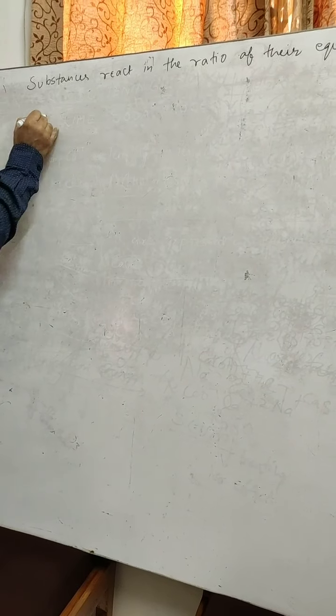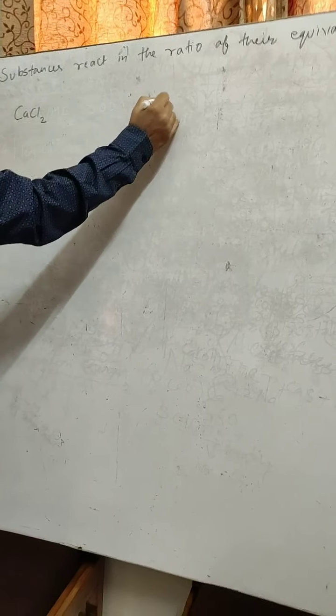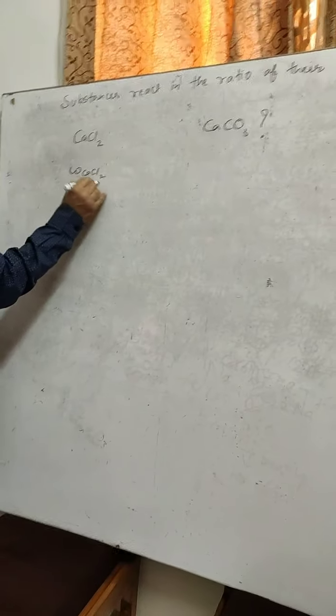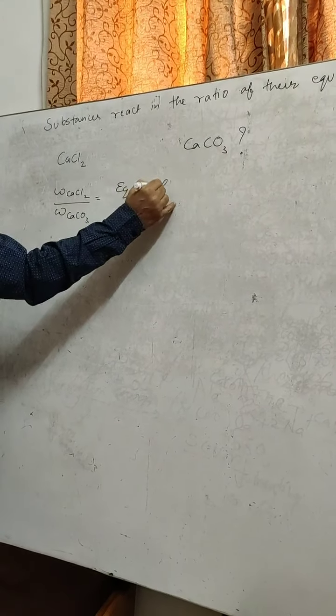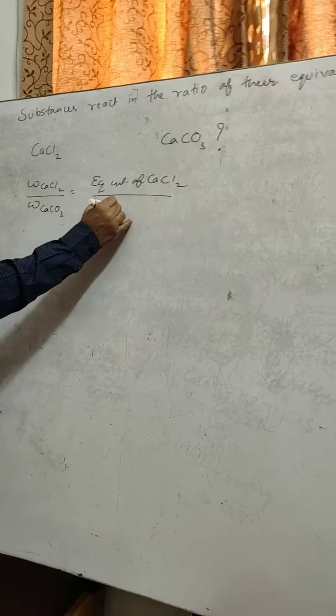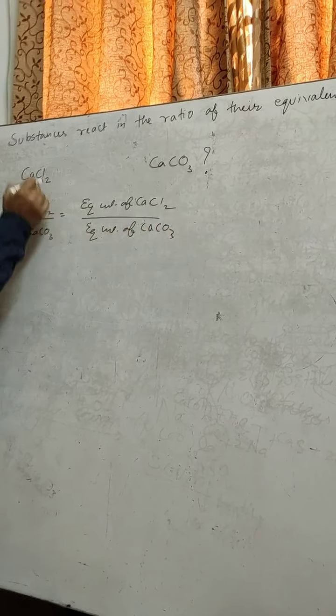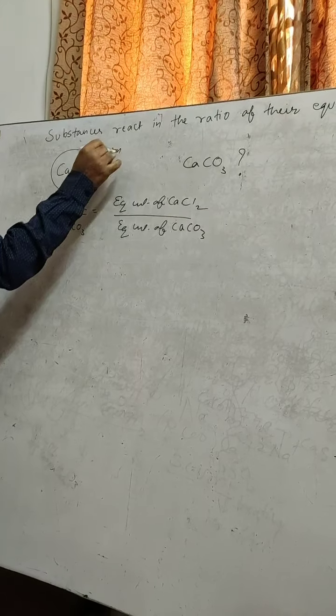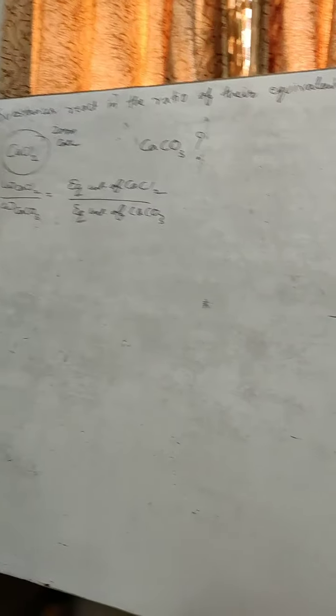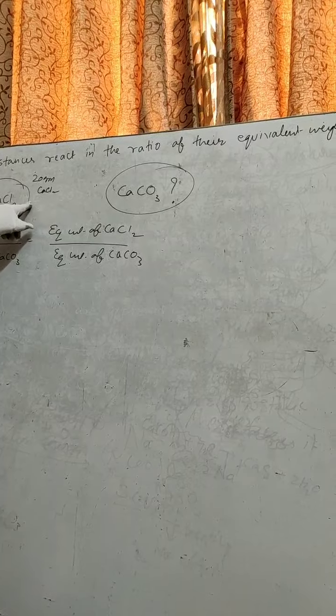For example, if I am using calcium chloride and I want to find out what equivalent of calcium carbonate is to be used, then the basic formula is: weight of calcium chloride upon equivalent weight of calcium chloride equals weight of calcium carbonate upon equivalent weight of calcium carbonate. Now here 20 grams of calcium chloride is given. So I want to find out what equivalent of calcium carbonate is represented by 20 grams of calcium chloride.